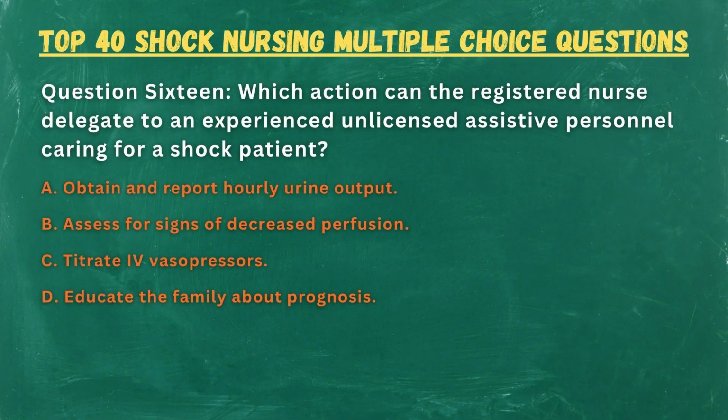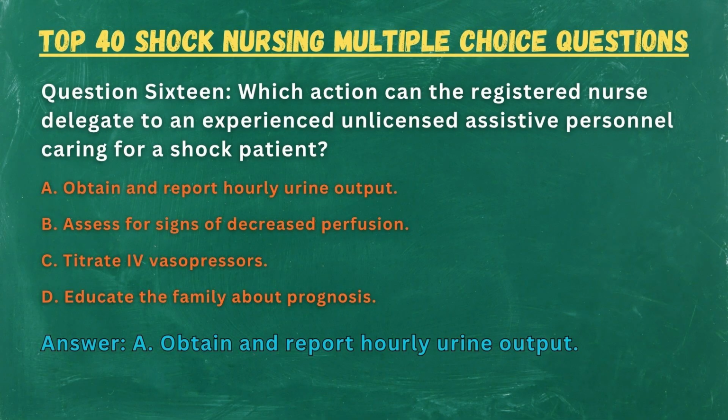Question 16. Which action can the registered nurse delegate to an experienced unlicensed assistive personnel caring for a shock patient? A. Obtain and report hourly urine output. B. Assess for signs of decreased perfusion. C. Titrate vasopressors. D. Educate the family about prognosis. Answer: A. Obtain and report hourly urine output.